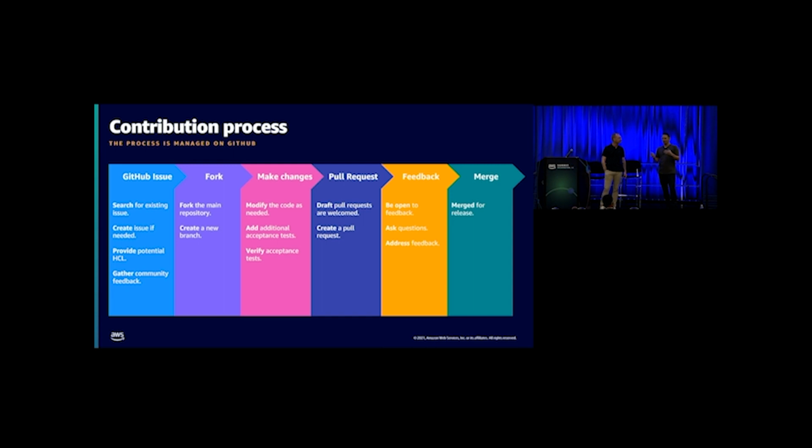And make sure that you add additional acceptance tests, whether you're adding an entirely new test or whether you're just appending your resource, your new parameter or something like that to the existing changes. And make sure that you run all the acceptance tests that exist, because we've found in the past that sometimes making changes or adding something new can introduce regressions, and you want to make sure that you catch that before you open your pull request.